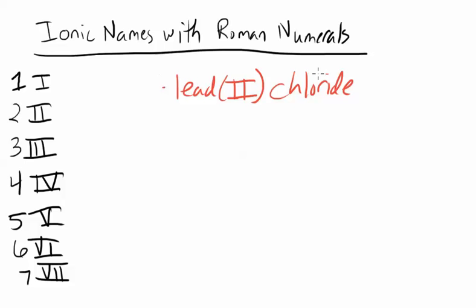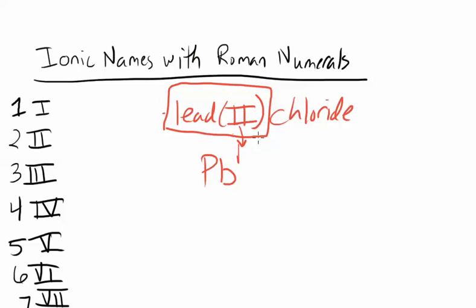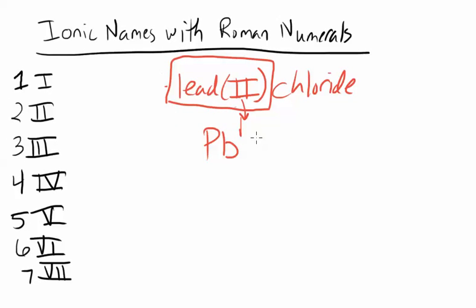Now, we name this just like anything else. You're going to look on your ion sheet and find lead 2. Lead has a symbol of Pb. And this Roman numeral, the 2, means that the lead has a charge of +2. That's what the Roman numeral tells you. It tells you what the charge is for that metal ion. Chloride, we look, is -1.